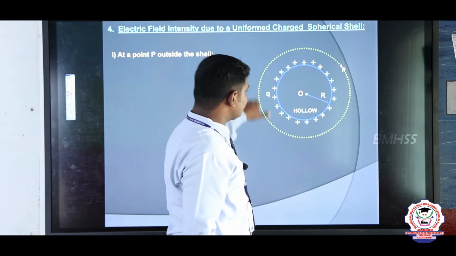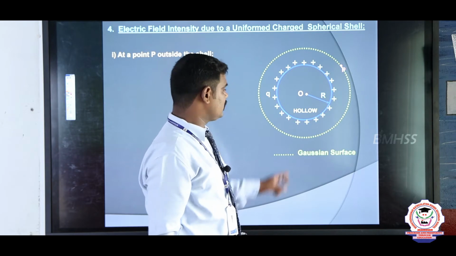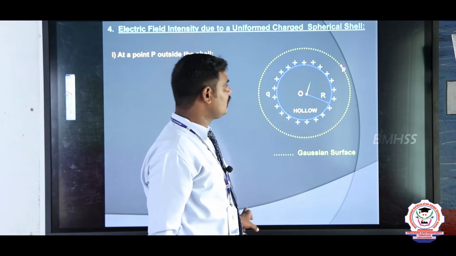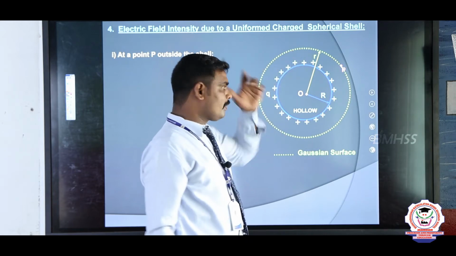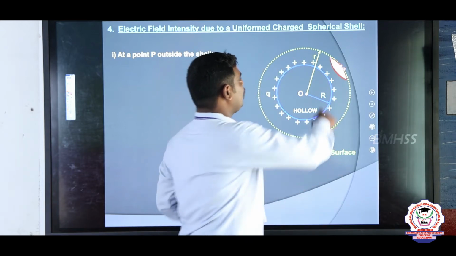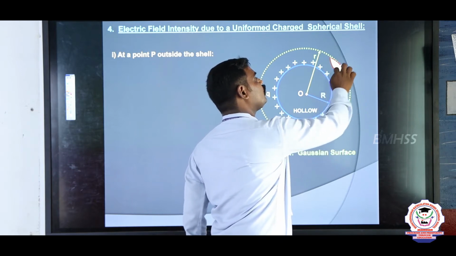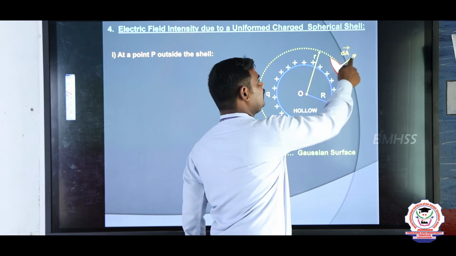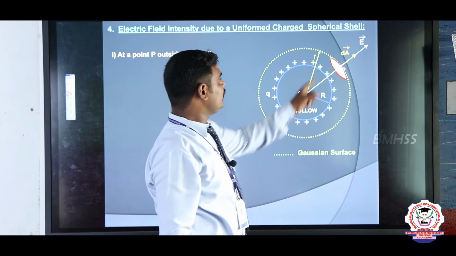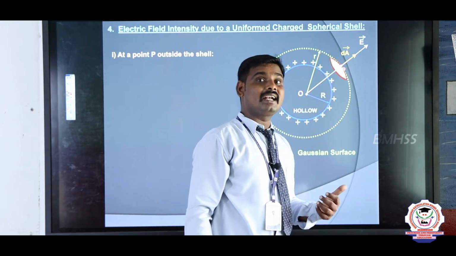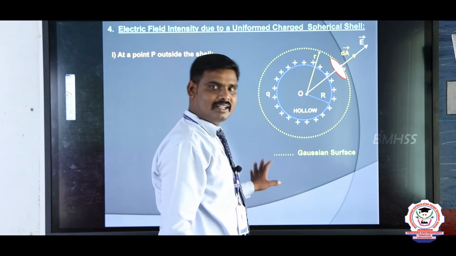So this is a Gaussian surface. At this point, the electric field acts outwards. The radius of the Gaussian surface is small r. The electric field on this surface acts outwards and the area also acts outwards, so dA and E are both in the same direction. At this point we have to find the electric flux, and then find the electric field.